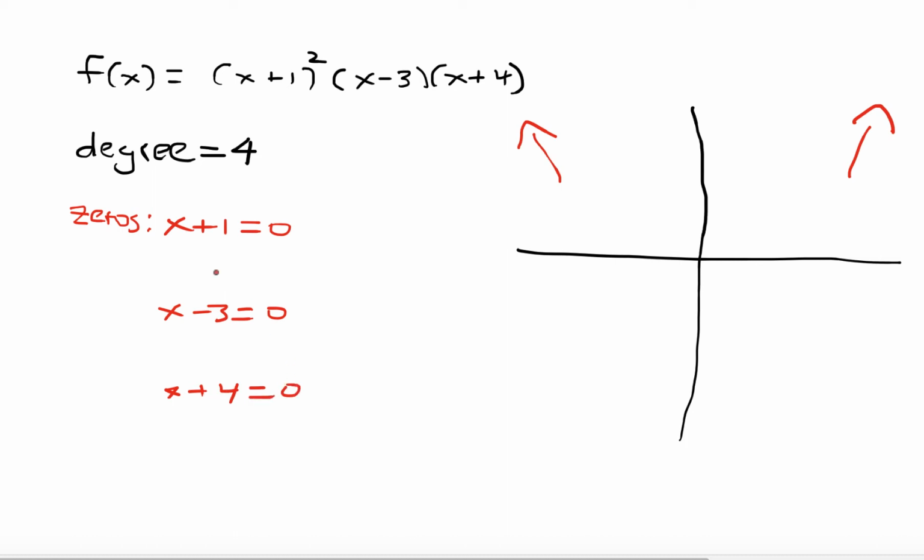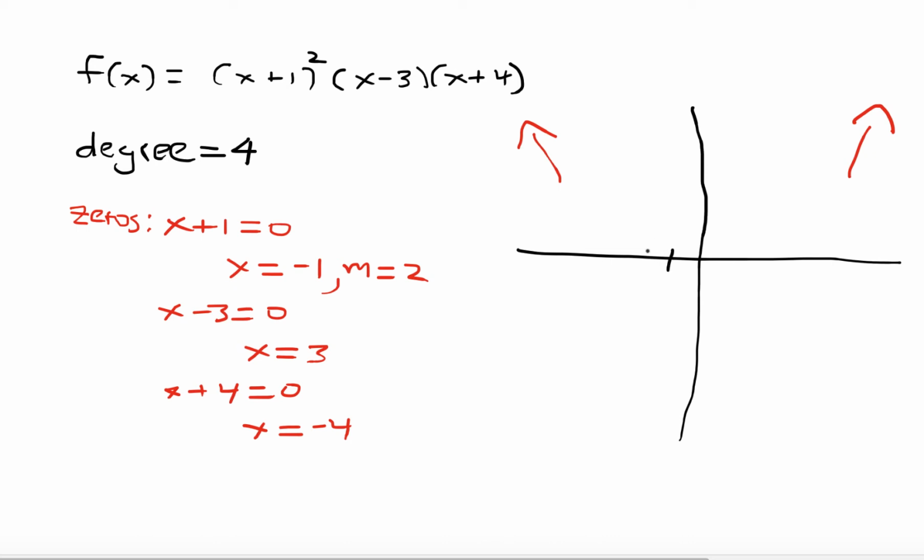But notice what happens here, right? If x plus 1 equals 0, then x equals negative 1. x equals positive 3, and x equals negative 4. Now you notice here though, right? The multiplicity here is 2. And for all of these, the multiplicity is 1. Okay. So what can we conclude then, right?